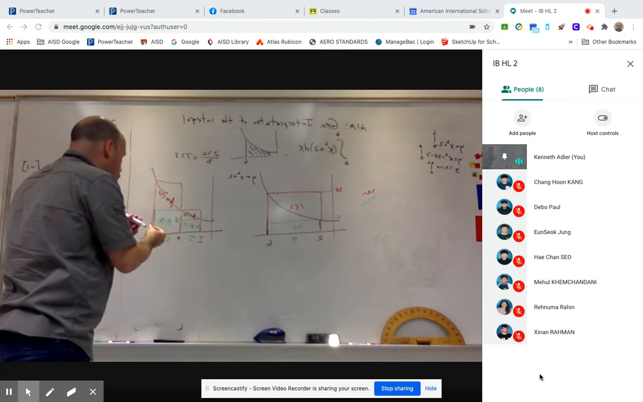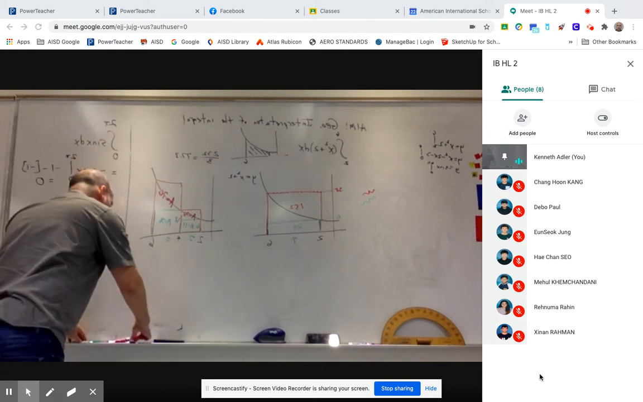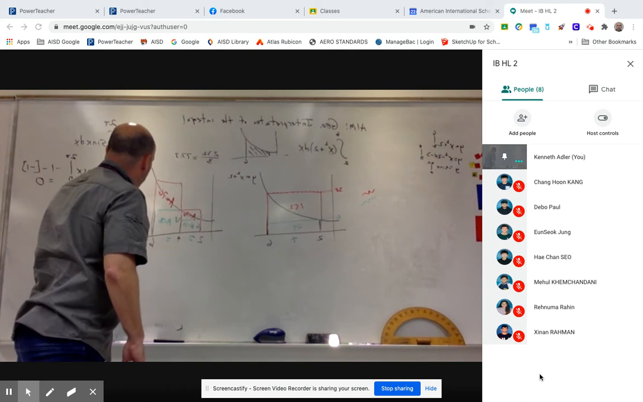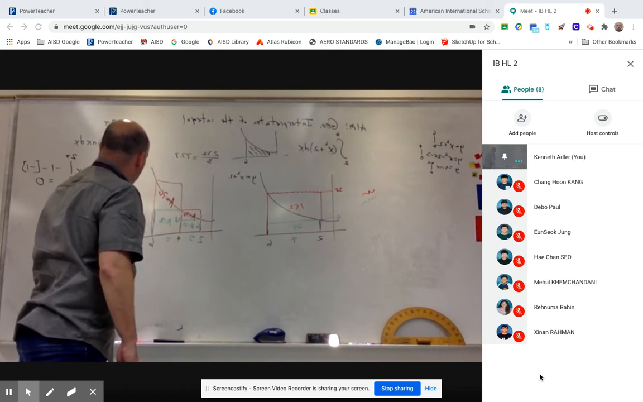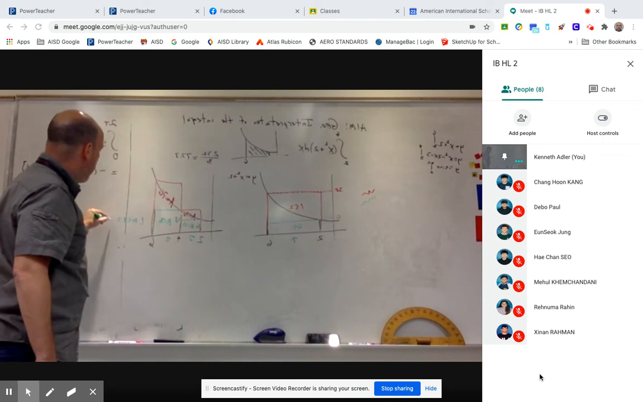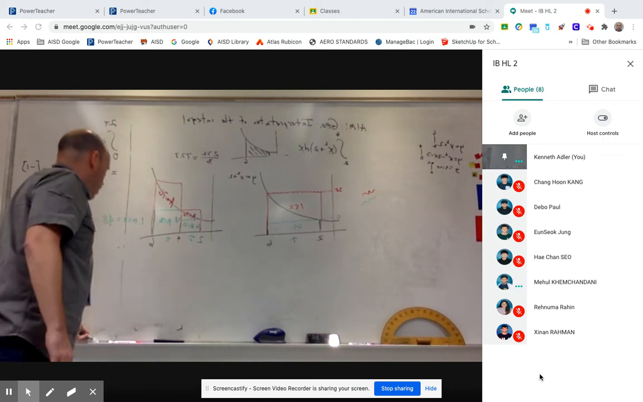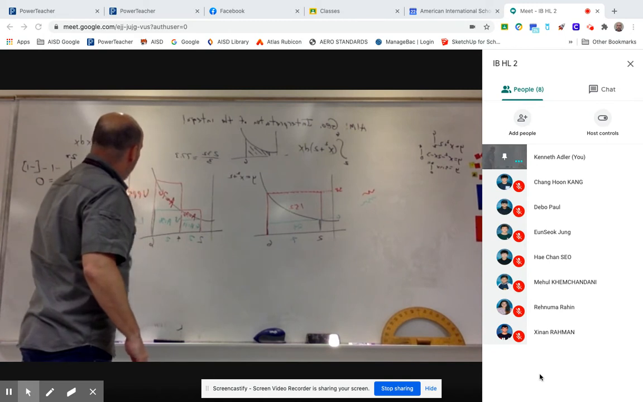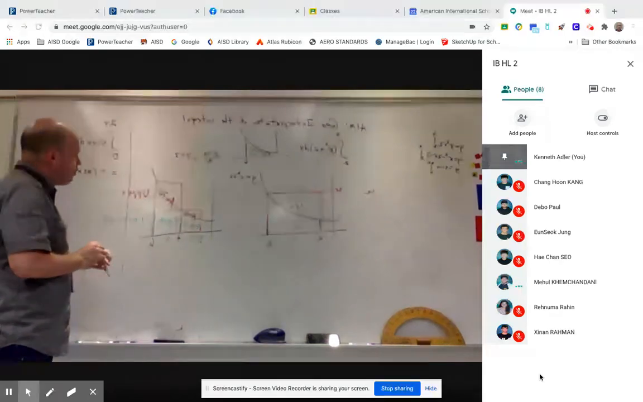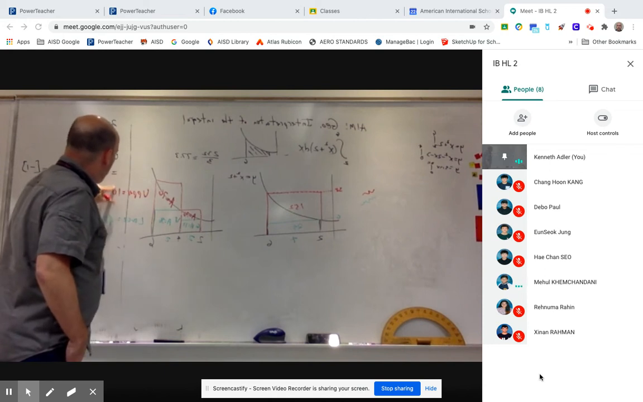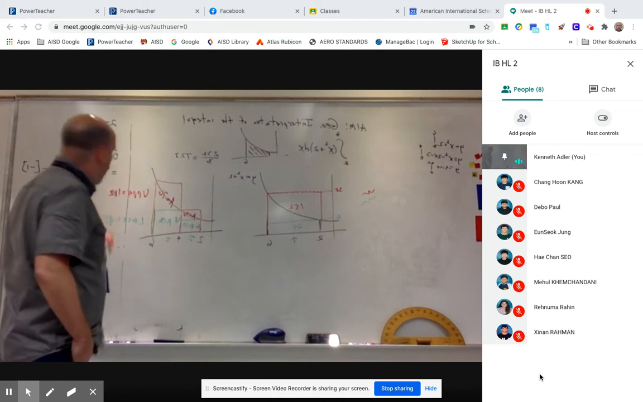Okay, so what's the lower sum? The lower sum is 12 plus 36. What is that? 48. Good. And what's the upper sum? 112. 112. What's going on here? Are we getting closer?